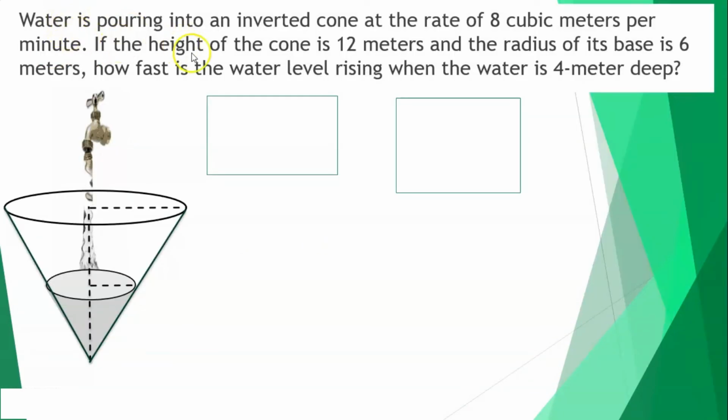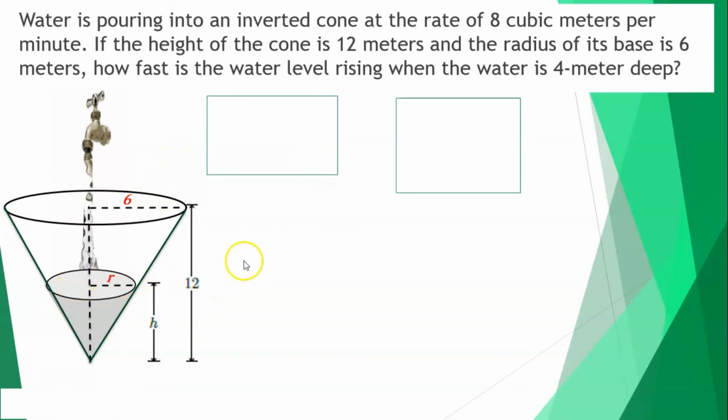Water is pouring into an inverted cone at the rate of 8 cubic meters per minute. If the height of the cone is 12 meters, and the radius of its base is 6 meters, how fast is the water level rising when the water is 4 meters deep? So take note, this is the illustration.